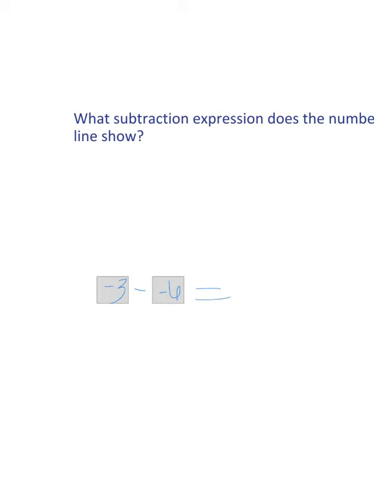And if we figure this out, we know that we keep the negative 3, we change minus to plus, and we change negative 6 to positive 6. Negative 3 plus 6 will give us positive 3.